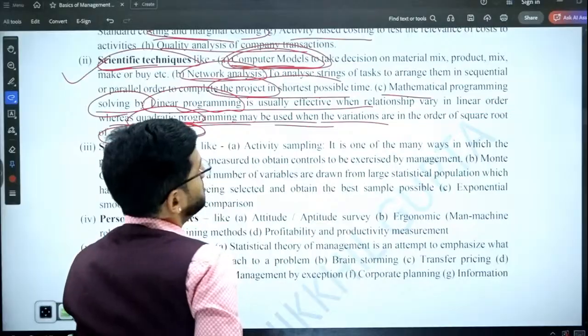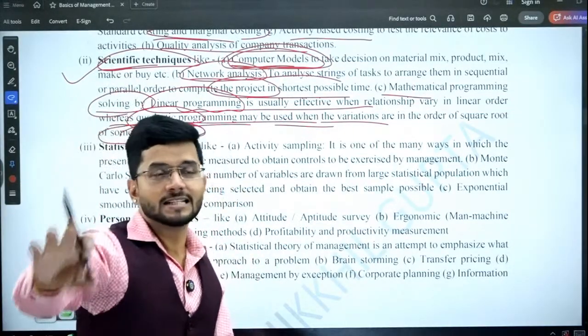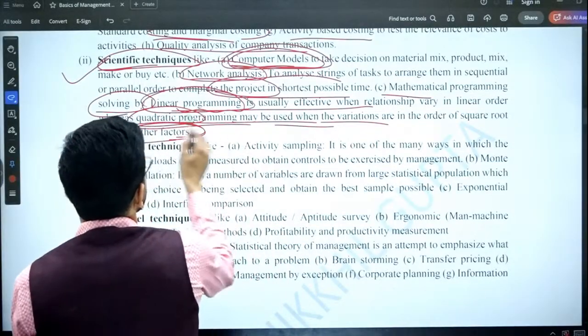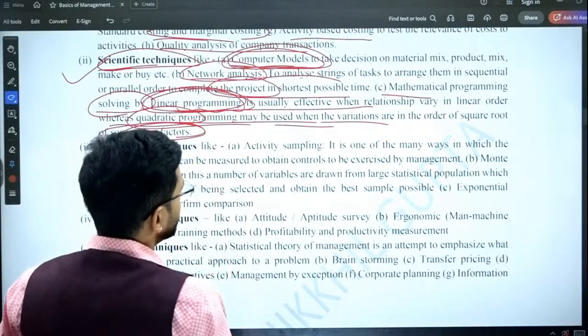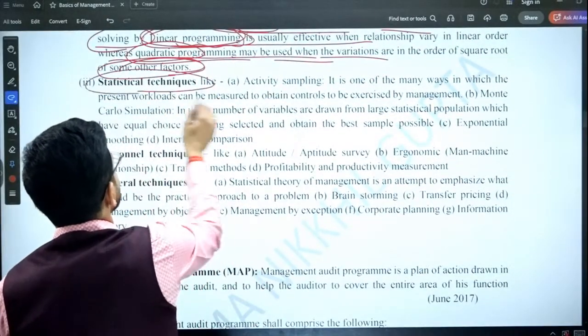You just learn the word mathematical programming. Mathematical program is a scientific way of analyzing any decision making process. Okay, linear programming, of course, we have already studied in our operational research paper, which was there in intermediate. Then there are some statistical techniques also.